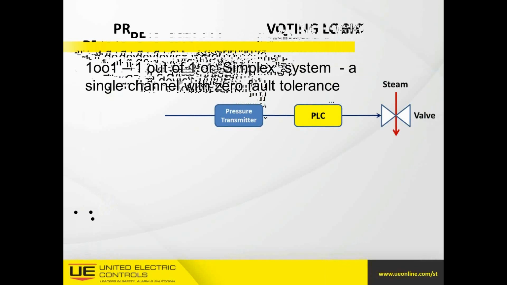Now, voting logic can also be important. The first schematic I've put up on the screen is 1 out of 1, or a simplex system. If the first channel, the pressure transmitter, fails, it leaves us vulnerable to our system being unprotected. This is a SIS that I see, but not so frequently, because it leaves the system unprotected should that transmitter or final element have a failure mode. There's zero fault tolerance here.